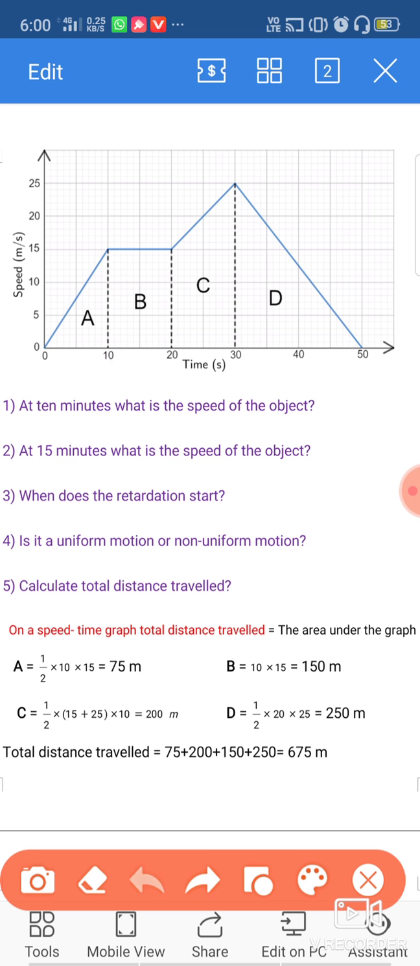Second question: at 15 minutes, what is the speed of the object? 15 minutes is between here. At 15 minutes, what is the speed of the object? Same, 15 meter per second.